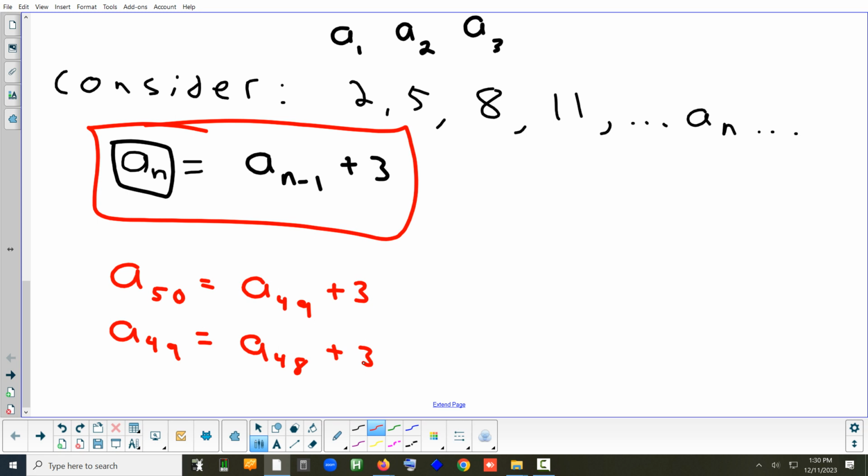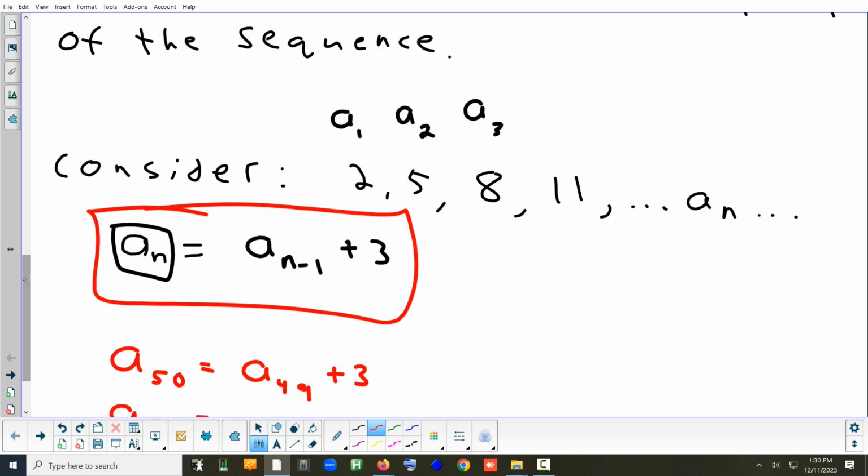So that kind of formula is okay, but the problem with it is to find the 50th term, you need to find every single one before it, not the most efficient way. This type of formula is called recursive. It works, but you have to find every single term before the one you want to know. Too much work. Let's think of this a little bit different.